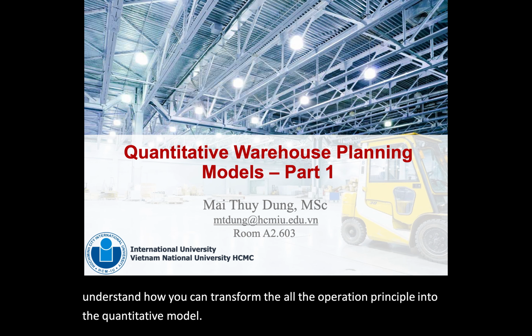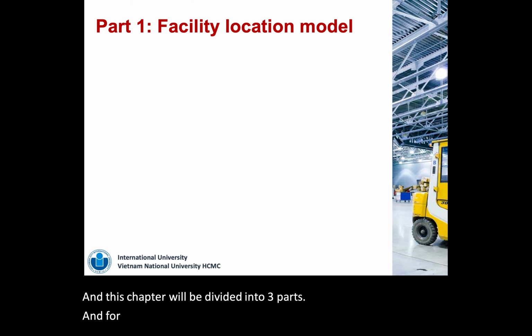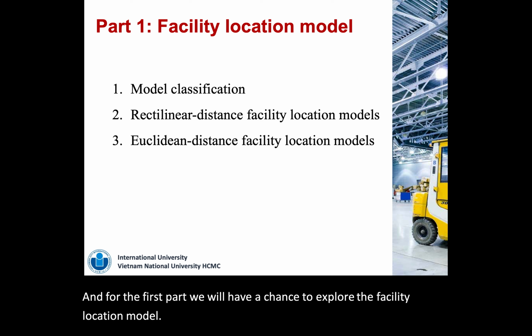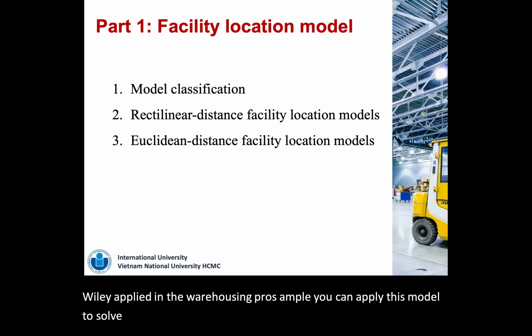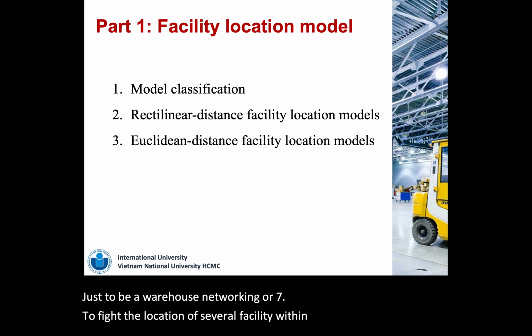This chapter will be divided into three parts. For the first part, we will explore the facility location model, which is widely applied in warehousing. For example, you can apply this model to solve warehouse networking, or to find the location of several facilities within a warehouse in order to minimize cost.